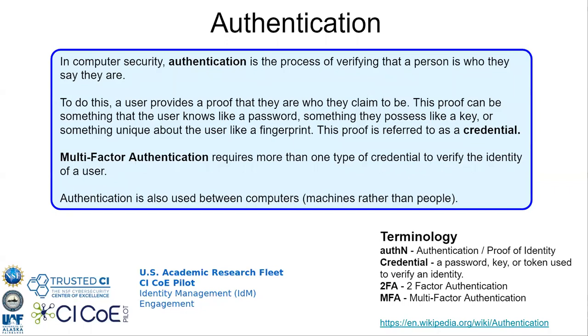Authentication is the process of verifying that a person is who they say that they are. In order to do this, a user must provide a proof that they are who they claim to be. This proof can be something that the user knows, like a password, something they possess, like a key, or something unique about the user, like a fingerprint. This proof is referred to as a credential.